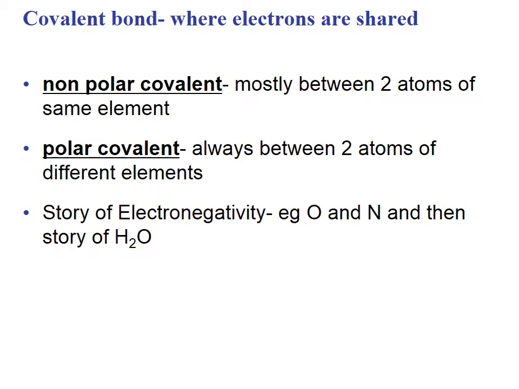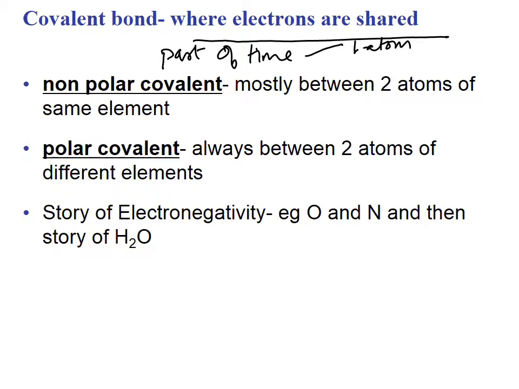Okay, so when electrons are shared, meaning part of the time one atom keeps it and part of the time the other atom keeps it. This is the contract. That is called covalent bonds. They are the strongest bonds. Okay.